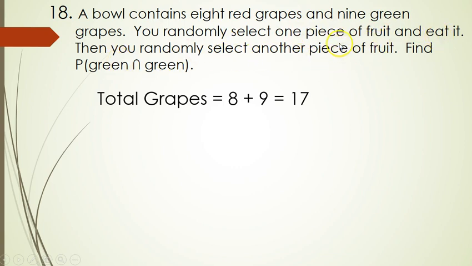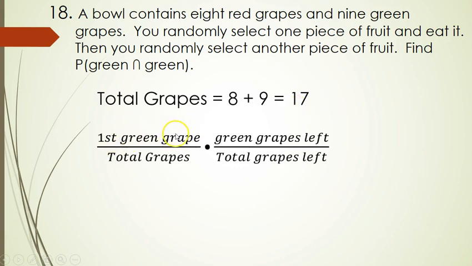So if we're eating it, it's not going to go back in the group, okay? So what we're going to do is take our first green grape over the total grapes, and then we're going to take the green grapes that are left over the total grapes left, okay? So that means we're going to do 9 over 17 because that's what we started with, 9 green grapes, right? But if I took one out and ate it, I only have 8 green grapes left, and I only have a total of 16 grapes left, right?